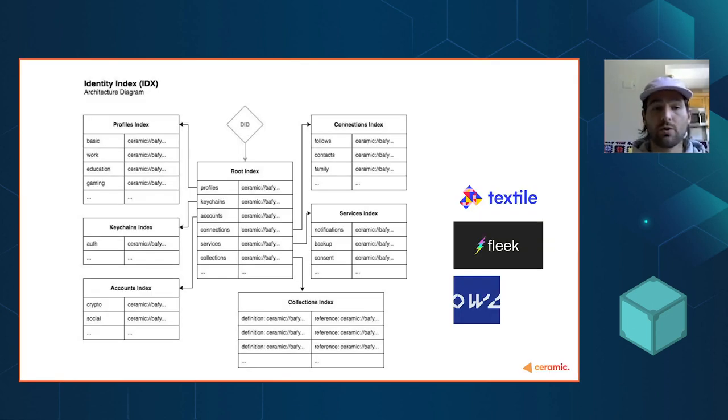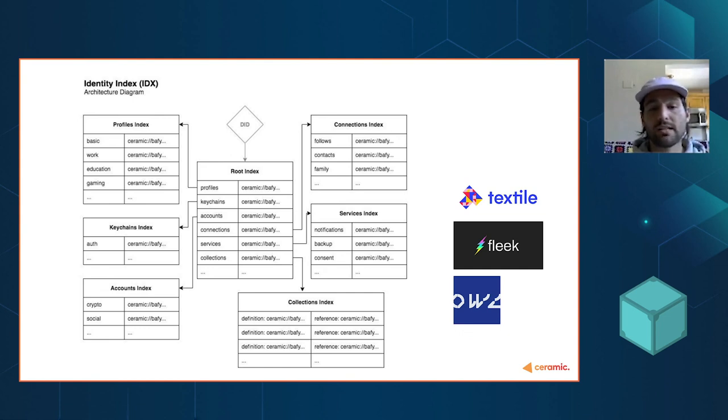This is the architecture of what it looks like. And each of these boxes are Ceramic documents. So you have a DID, could be any DID, and it points to the root index document, which just contains mappings from like profiles to the profiles index, which is its own document. And in the profiles index, you might find mappings from basic to a location, which may be a Ceramic doc ID for the basic profile of that DID.